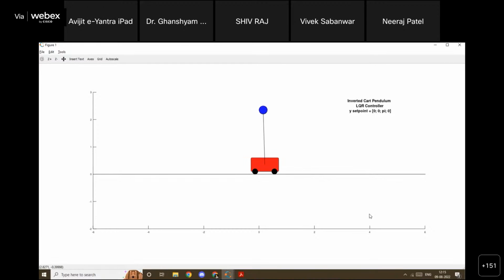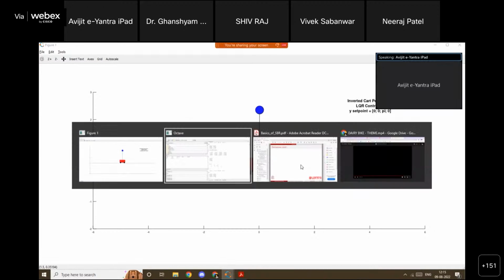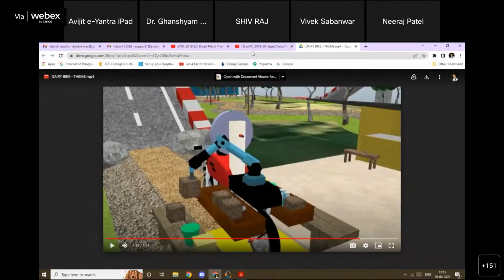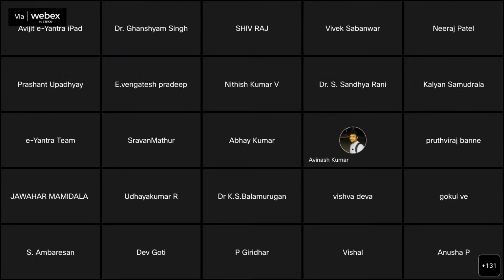So you can see the set point as 0, 0, pi, 0, because I have taken the reference point from the bottom vertical. If I would have taken it from the top vertical, it would have been 0, 0, 0, 0. So the set point can change depending on your reference point. So yeah, this is the demonstration. Now to move ahead with CoppeliaSim and how you choose the right hardware for you, the session will be taken care of by Avijit Pandey. So over to you, Avijit.